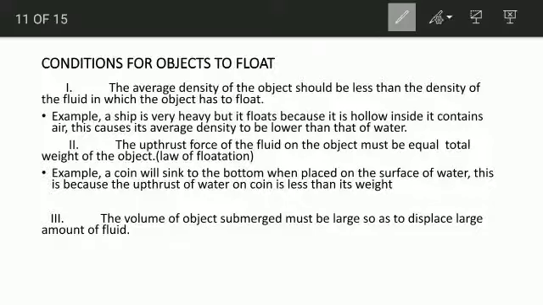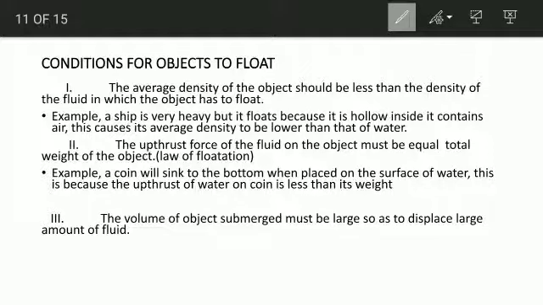So what are the conditions for an object to float? The first one is that the average density of the object should be less than the density of the fluid in which the object has to float. For example, a ship is very heavy but it floats because it is hollow inside and contains air. This causes the average density to be lower than that of water.